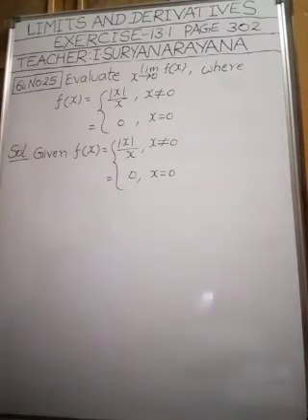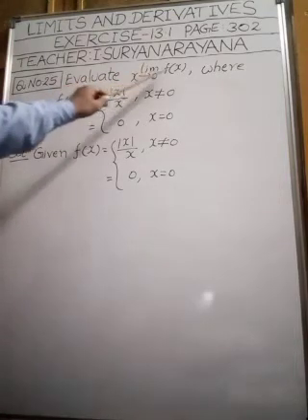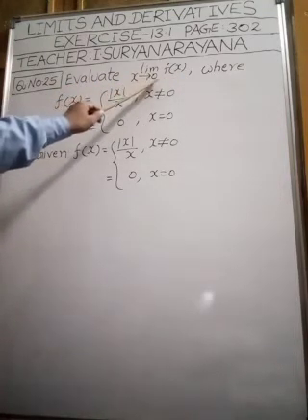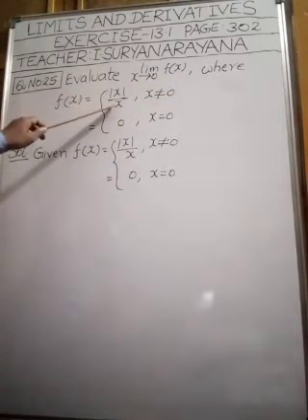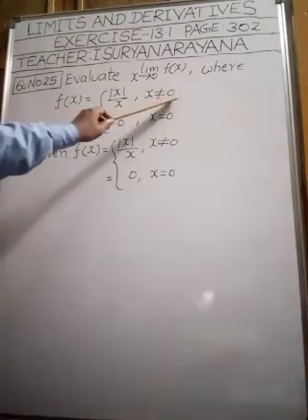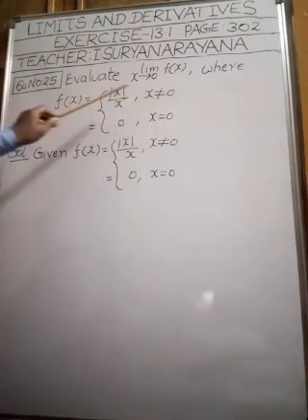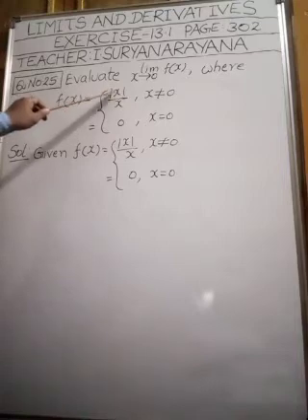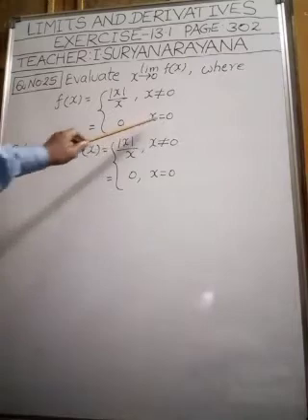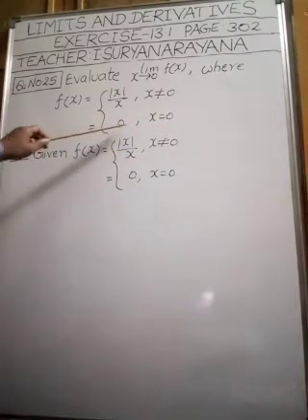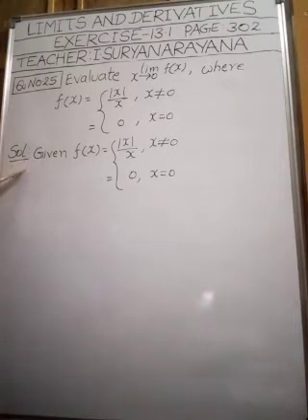Right. Now come to the next question, that is question number 25. Evaluate the limit of f of x as x approaches 0, where f of x is equal to mod x by x, x is not equal to 0. When x is not equal to 0, f of x is defined as mod x by x. And f of x is equal to 0 when x is equal to 0. Okay, my children, understood this question? Right. Now come to the solution part.